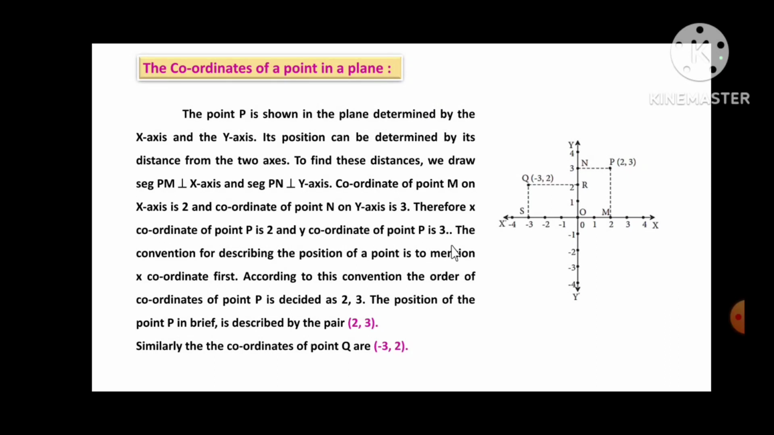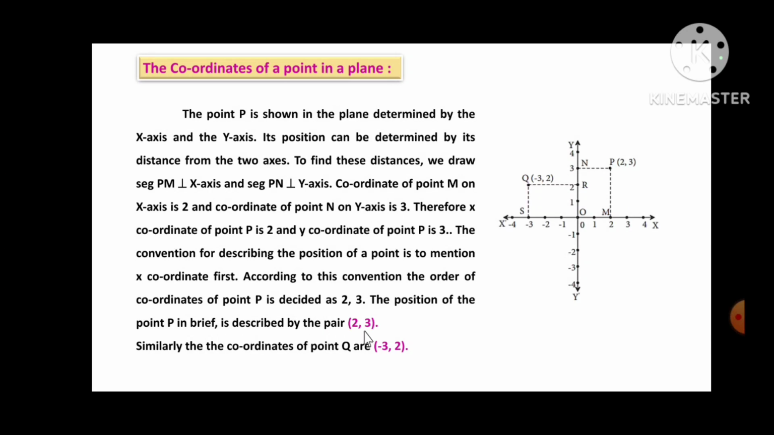The convention for describing the position of a point is to mention the x coordinate first. According to this convention, the order of the coordinates of the point P is 2 and 3. So the position of the point P is briefly described by a pair in brackets, (2, 3).